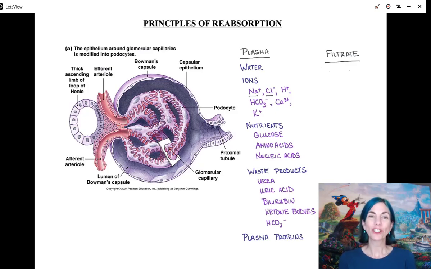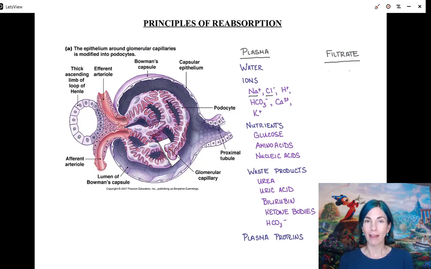In the next set of lectures, we're going to look at this freshly made filtrate that we've just squeezed out of the glomerulus, and we're going to follow it as it moves through the tubules in the nephron. Along the way, we're going to explore mostly reabsorption, but we'll look at a little bit of secretion as well.